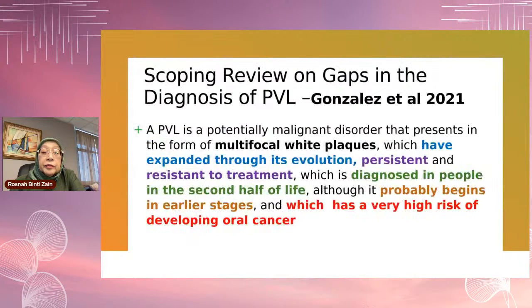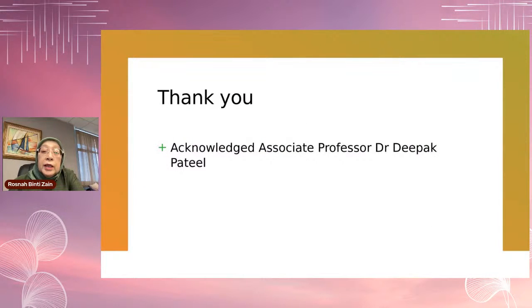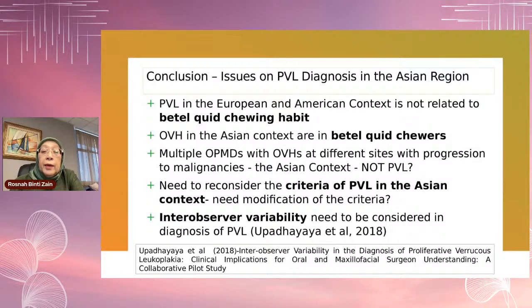Next. So I think I've done this twice, so let's move on. So in conclusion, the issues in PVL diagnosis that we may want to think of are the betel quid chewing, and the need to consider the criteria of PVL in the Asian context and inter-observer variability. So with that, I really would like to thank you.